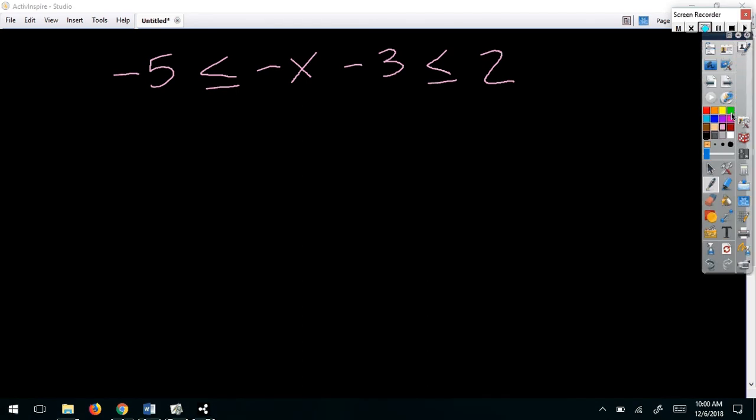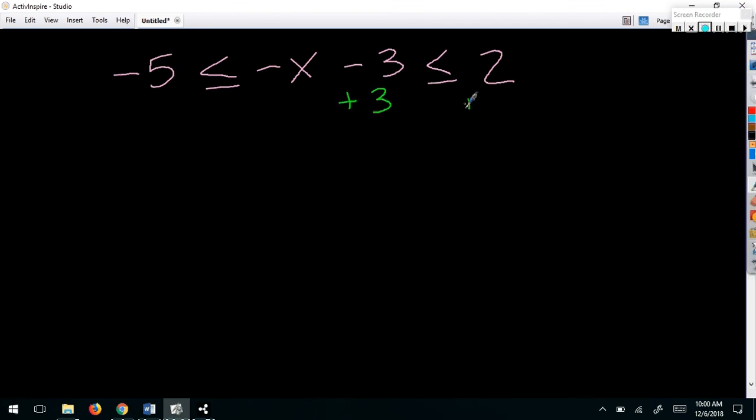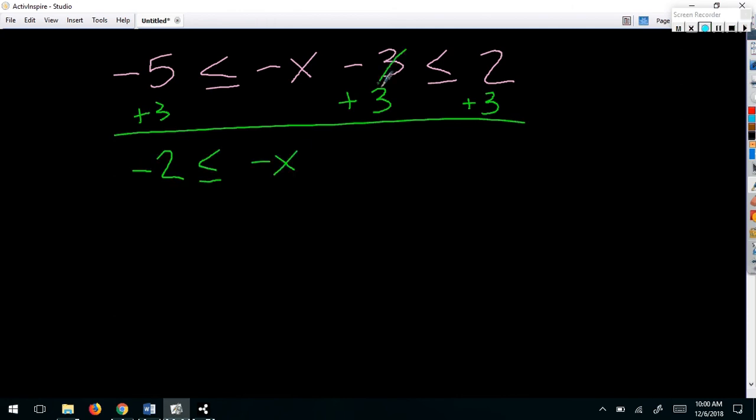Look at this one. This is still an and, but it's going to be a little bit different. Tell me what is the first thing I need to do. Plus 3. Everybody agrees it's plus 3, but it's plus 3 here, here, here, everywhere. All right, look at the left. What is negative 5 plus 3? The 3's gone in the middle. What is 2 plus 3? 5.